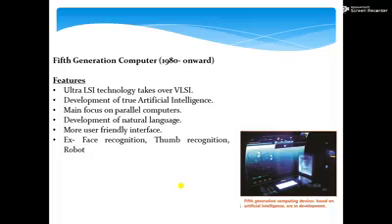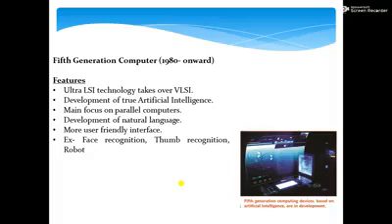Next one is main focus on parallel computer. So what is parallel computer? Parallel computing is a type of computation in which many calculations or execution processes are carried out simultaneously, which means large problems can often be divided into smaller ones which can be solved at the same time. The next one is development of natural language. So what is natural language?